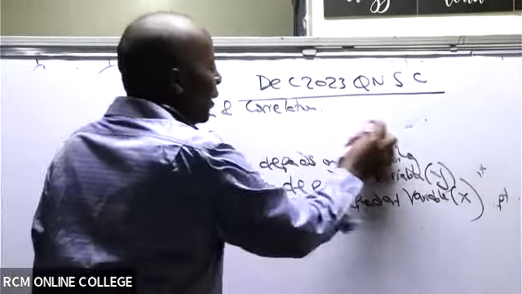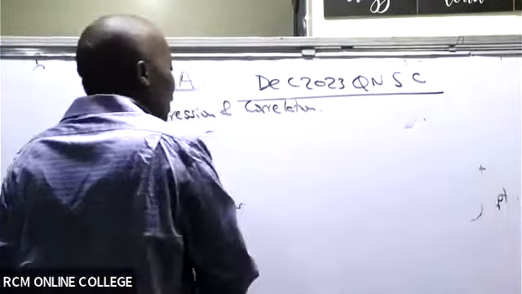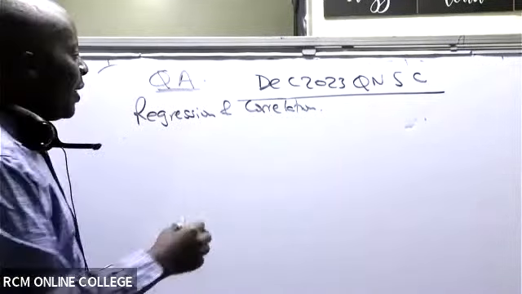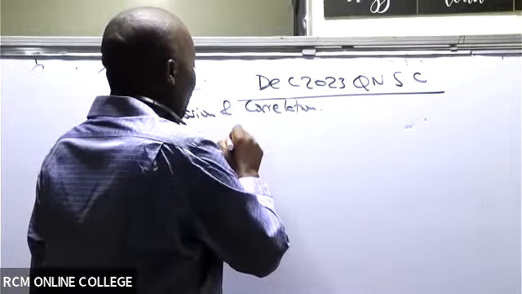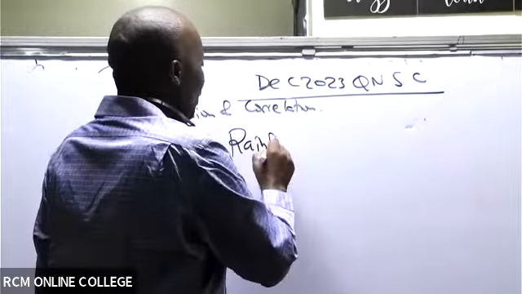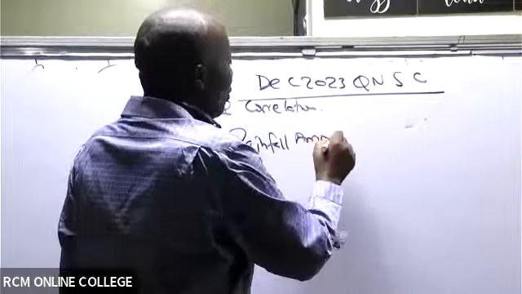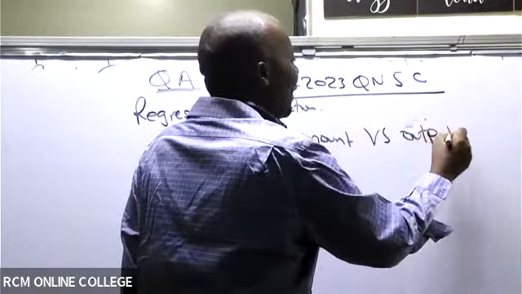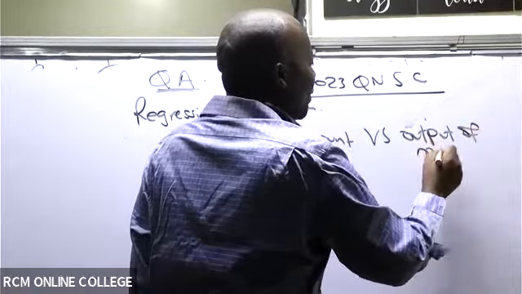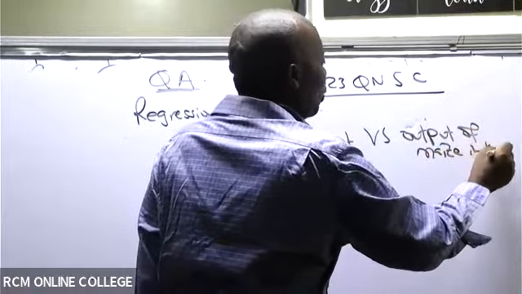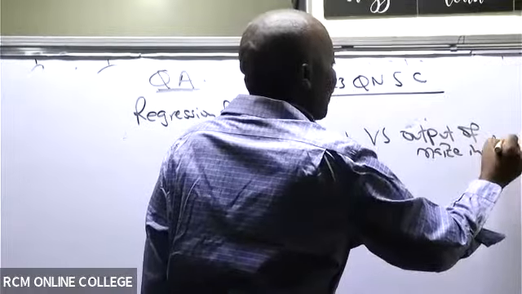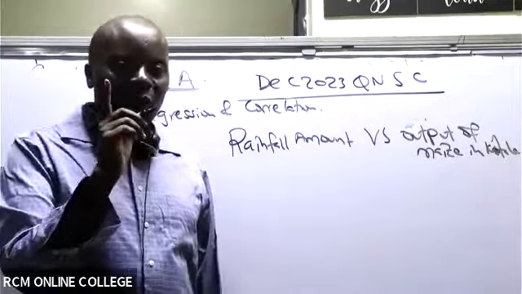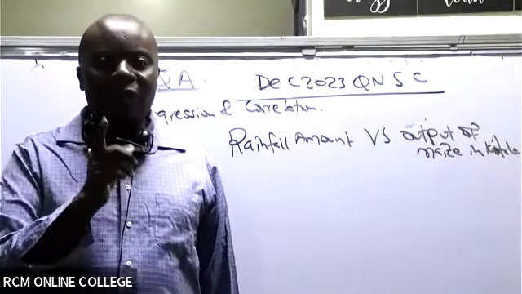How about this one? This one, I'm 100% sure you will be able to get right. For example, you are given rainfall amount versus output of maize in Kitale. In this case, I think rainfall amount should be Y. Rainfall amount will be Y.